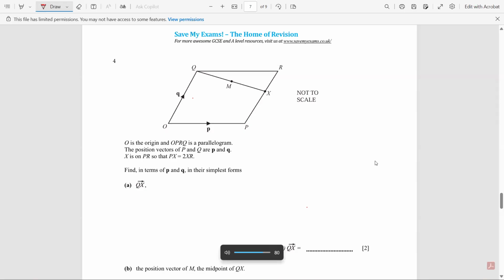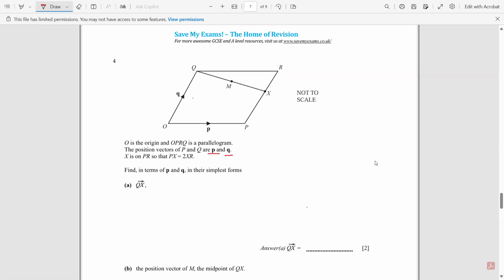Let's continue solving this type of question on vectors. Question number 4, I have a parallelogram OPRQ. The position vectors of P and Q are small p and q, as you see here. X is on PR so that PX is equal to 2XR. Consider XR is 1 unit, so the PX will be 2 times 1, which is 2. Now find in terms of p and q, in their simplest form, the vector QX.